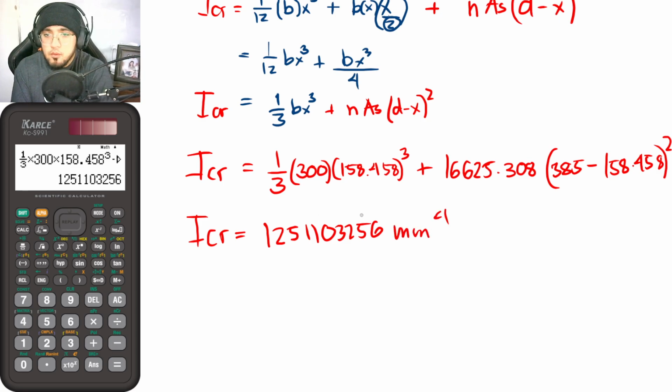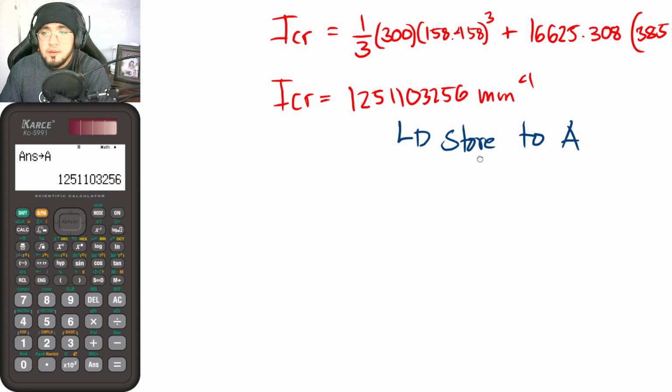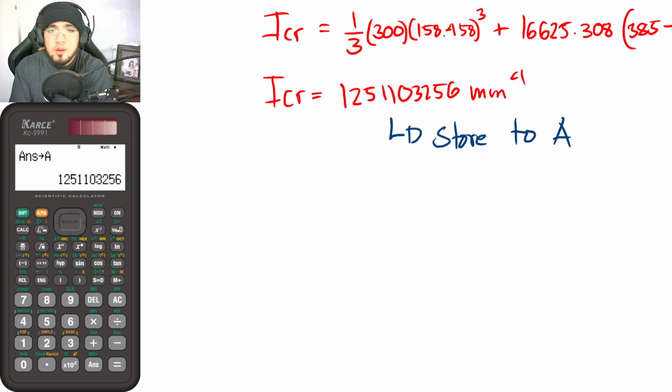It would be better if you would be storing this value to an unused variable in our calculator, in order for us not to type this from time to time. So what I would be doing is storing this to A. I will be shift storing it to A. From that, I would just be making use of A for our cracked moment of inertia. Since we already know the cracked moment of inertia, we can now solve for the actual bending stress.